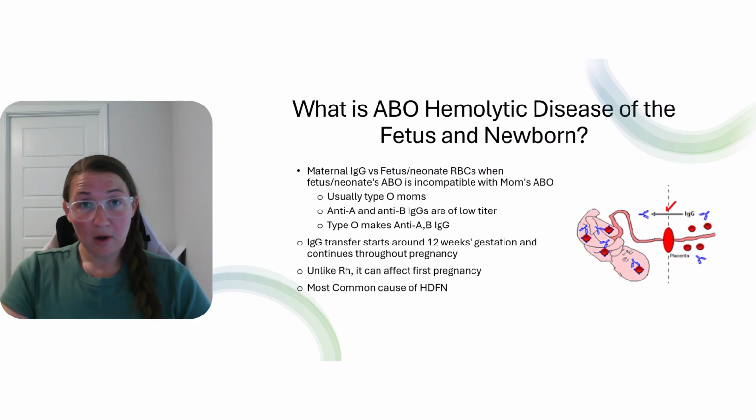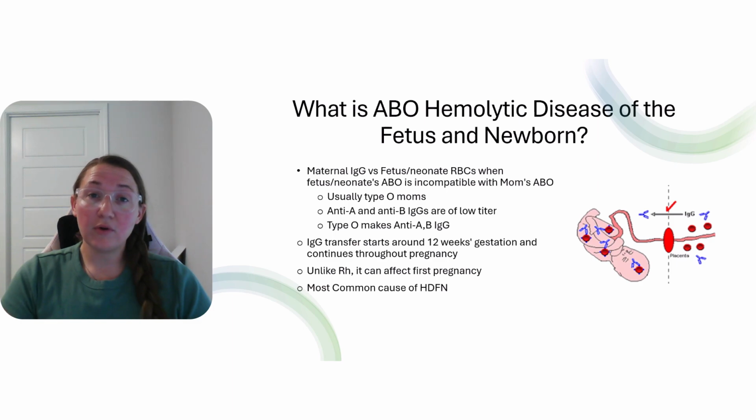Usually the moms are type O in this situation, but they can also be type A or type B. Anytime there's an incompatibility, we can have this ABO hemolytic disease. Type O moms typically produce anti-A and anti-B in the IgM form, but they can also make anti-A and anti-B in an IgG form. This IgG form is in a lower titer, but still exists.